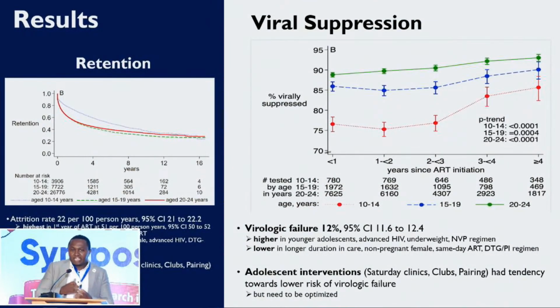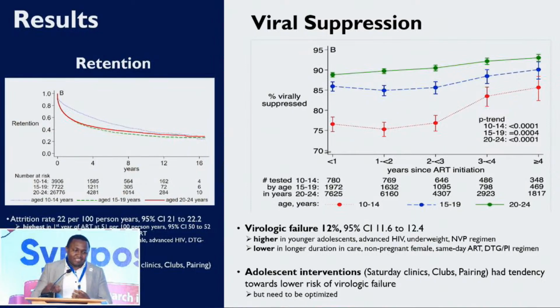Again, for this we found that 12% of the adolescents had virologic failure, which is viral load greater than 400 copies, and the virologic failure was higher in younger adolescents, higher in adolescents with advanced HIV, those that were underweight, and those that were on nevirapine regimen. And then it was lower on longer duration in care, lower in non-pregnant female.